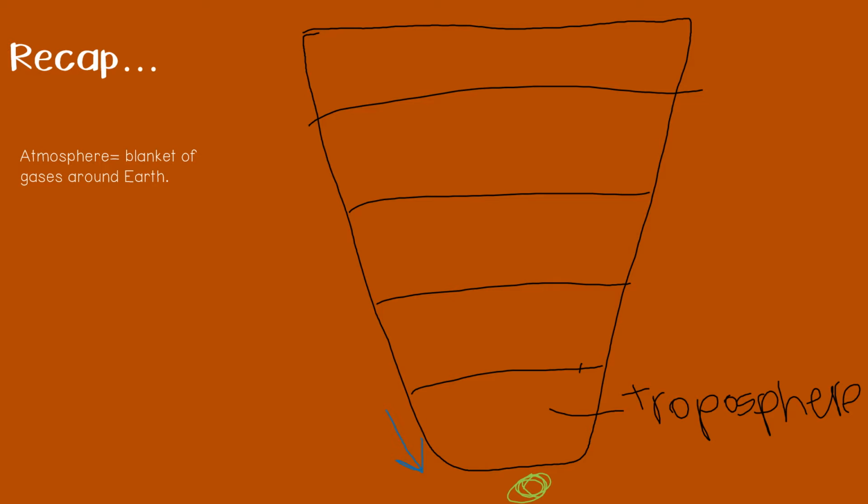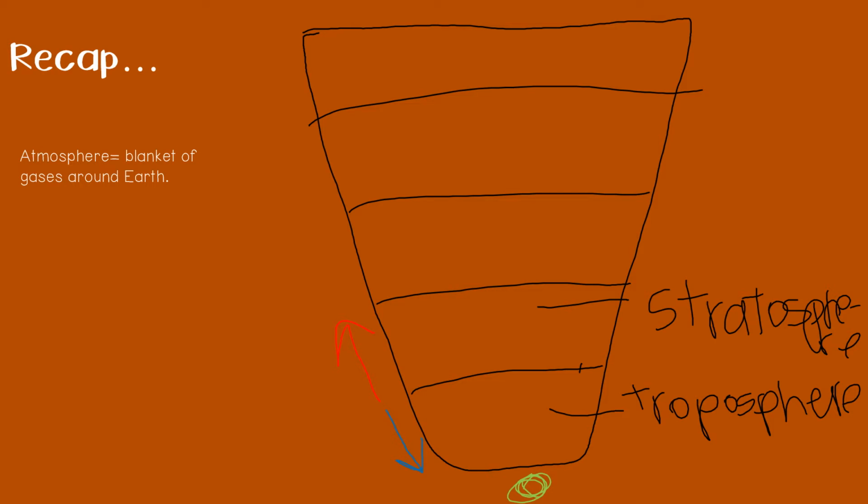Next, we have the stratosphere. What is so special and important about the stratosphere layer? Oh, Miss Brown ran out of room. That ozone layer is located in the stratosphere. And remember that ozone protects us from those harmful UV rays. Since that ozone layer protects us from those harmful UV rays from the sun, that means that temperature is going to increase.